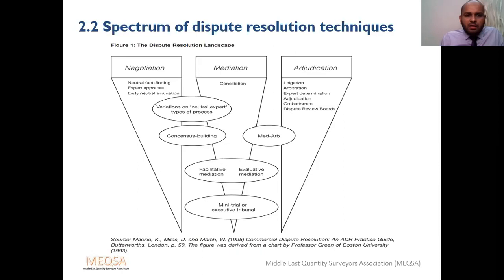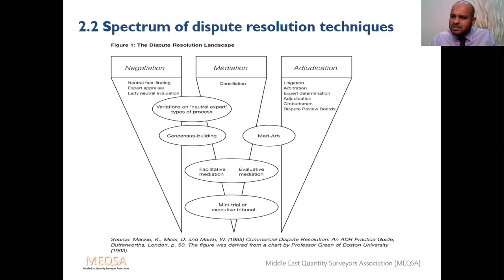So at the very soft level, there is negotiation, then neutral fact finding, expert appraisal and neutral evaluation. These are mostly internal things you do within your company. Then mediation and conciliation, we'll look at them in detail. And the hard part, litigation and arbitration, which are similar.